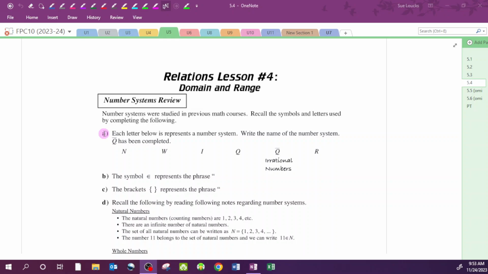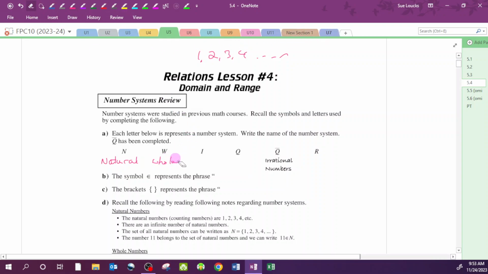Each letter represents a set. The N represents the natural numbers. Those are the counting numbers, 1, 2, 3, 4, and on, okay? The W represents the whole numbers. So that's all of those.